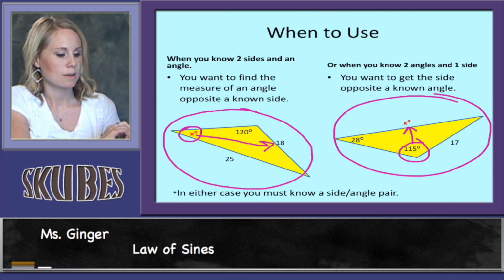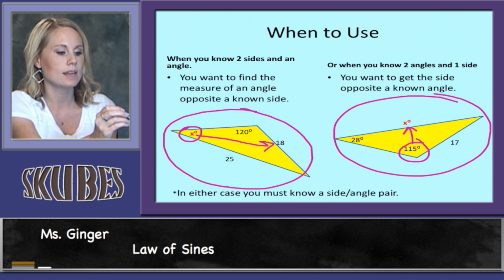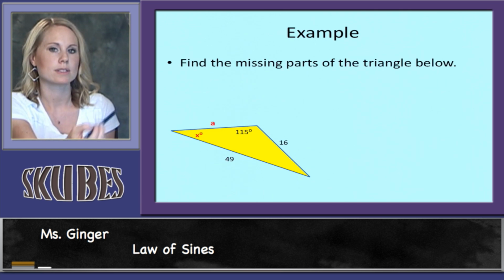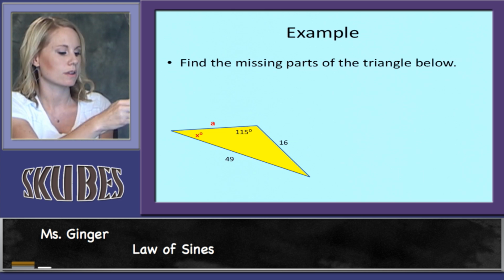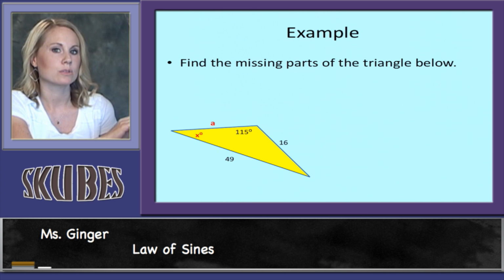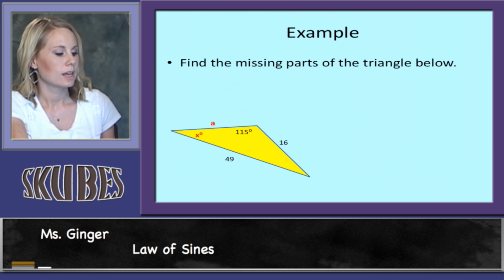Okay? So just take a minute and look over these diagrams. So when you know two sides and an angle, or two angles and a side, in either case, you must have a pair. You must have a side angle pair that goes together. So let's take this example, and let's hang in there because it's going to take us a minute to find these missing pieces, but I'm going to walk you through the whole process.